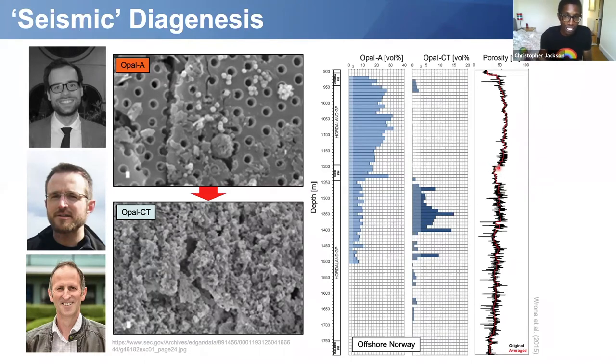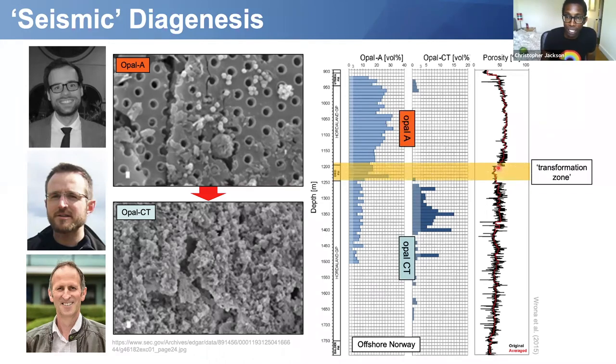And it's what we call a dehydration reaction. One thing that happens is the bugs collapse and all the water goes out into the seawater. So opal A, opal CT. And then we have this so-called transformation zone where we go from opal A into opal CT and there's a slight change in this measurement of porosity.